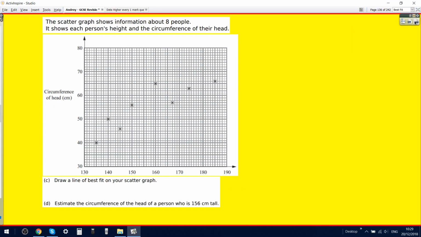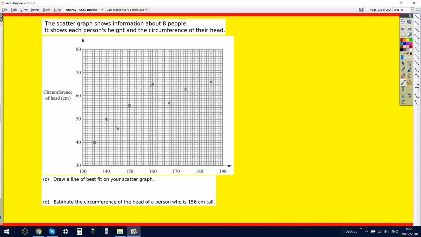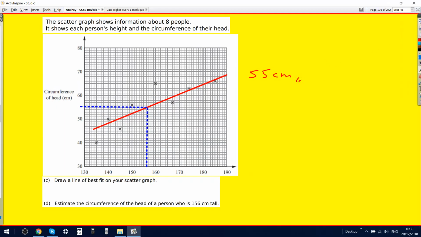And how about this one? So you need to draw a positive correlation line through the points, where there's the same amount of points on one side as the other. And this is the estimated circumference of the head, whose height is 156. So then it'd probably be something like 55. Sure, yeah. Well done. So how was that for you, Andrey? Yeah, it was good, thank you. So I'll say 55. Continue this next time.